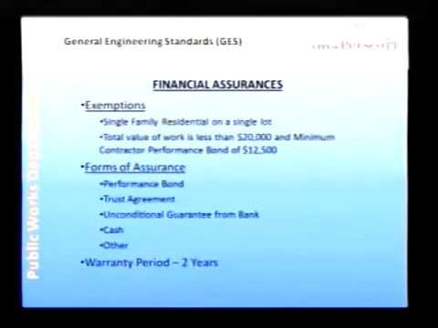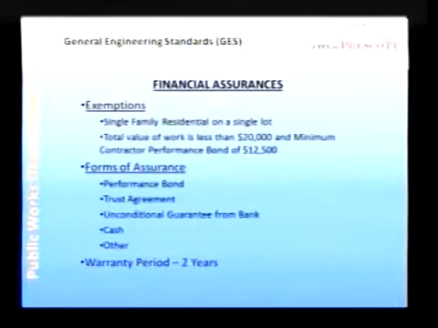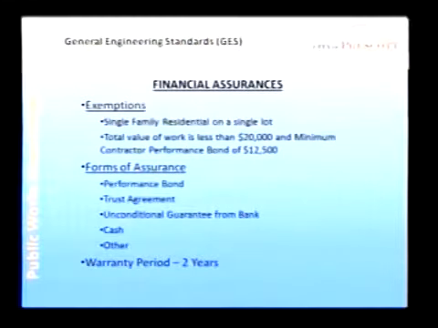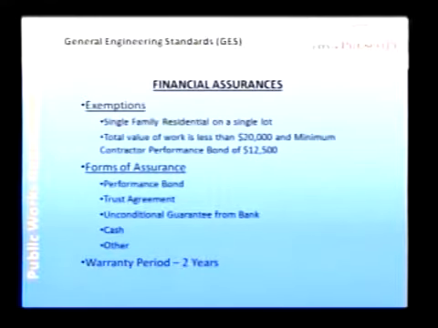But we wanted to put in a caveat for projects that have a value of work that is less than $20,000, where a contractor already has a performance bond in place of at least $12,500. In a lot of cases, especially on smaller grading projects, or if someone's just installing a fire line, they could fall under this exemption and a financial assurance would not be needed.